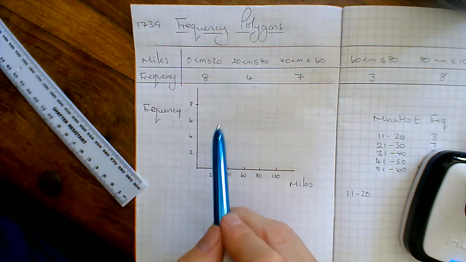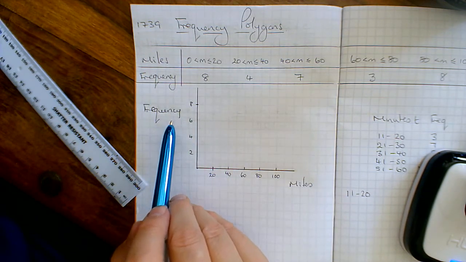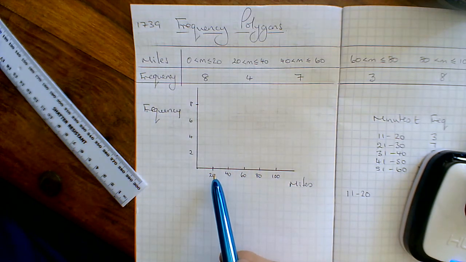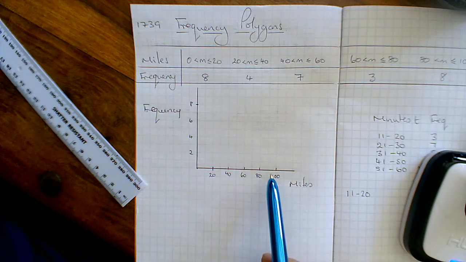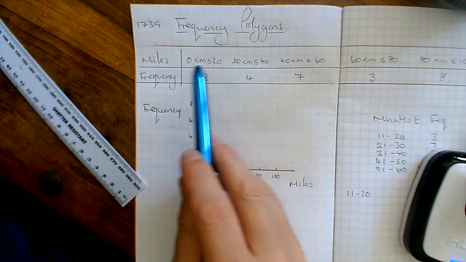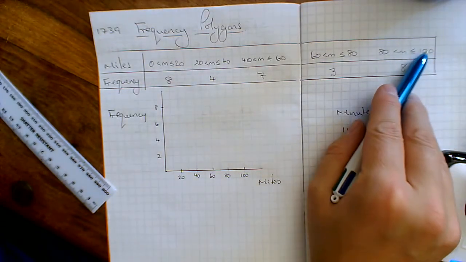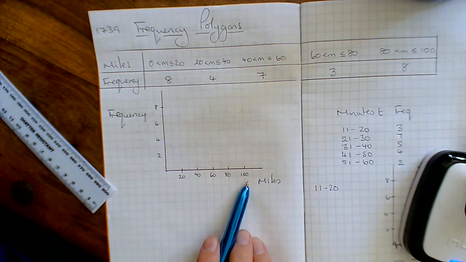You just set up your axes, so frequency always goes up the side, and the number of miles goes across the bottom. The thing to note about the number of miles is that it just goes 20, 40, 60, 80, 100. You're not putting the groups in, you just put the numbers. The biggest group goes to 100, so this is why the axis goes to 100.